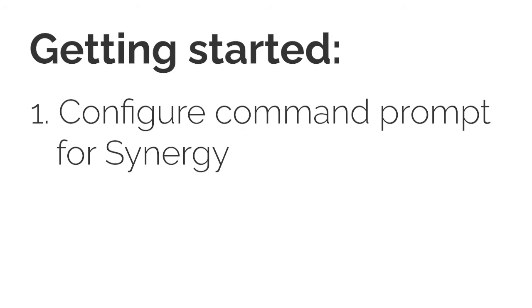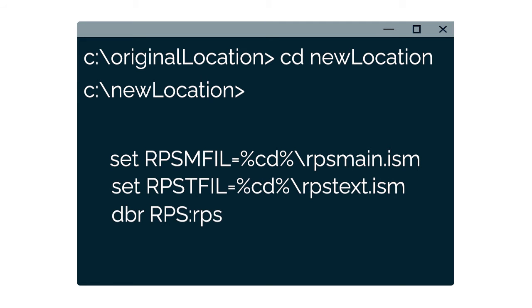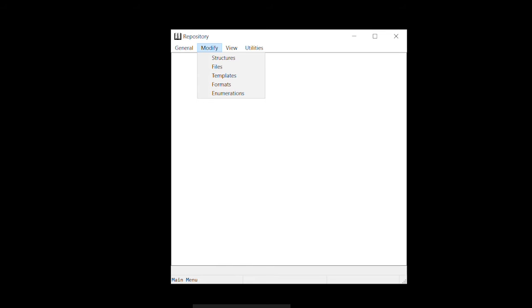First things first, make sure your command prompt is configured for Synergy. Next, navigate to the location where you would like your repository to live and run the following commands to set up the environment variables for the repository's main file and text file. The last line will start the repository application, and you should see an empty window with the Modify menu open.